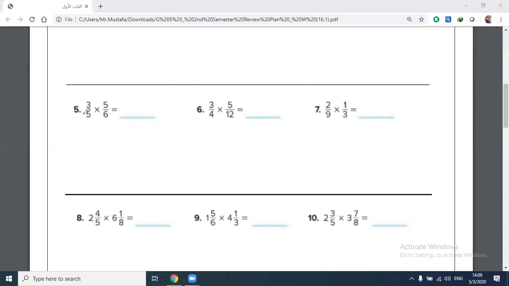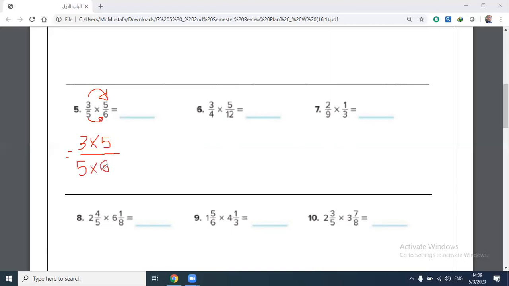Okay, I have number 5: 3 over 5 times 5 over 6. I can write it as one big fraction like this. In the numerator, 3 times 5. Don't multiply, just write it. And in the denominator, 5 times 6, so I'll write down 5 times 6.